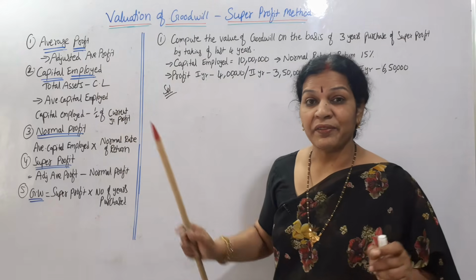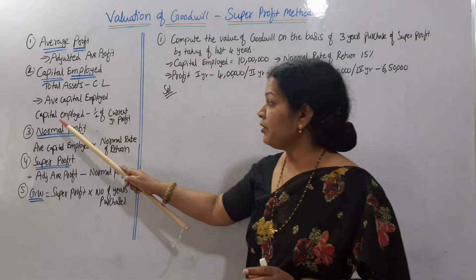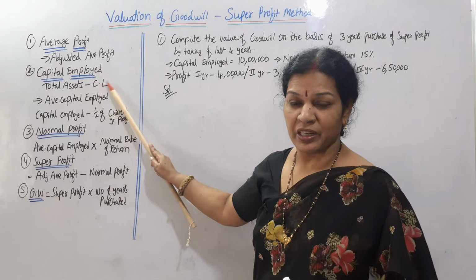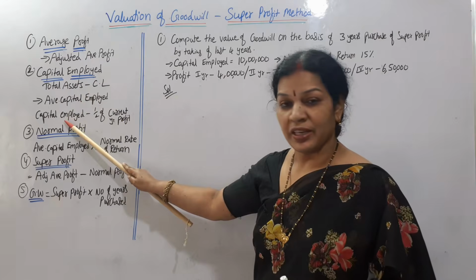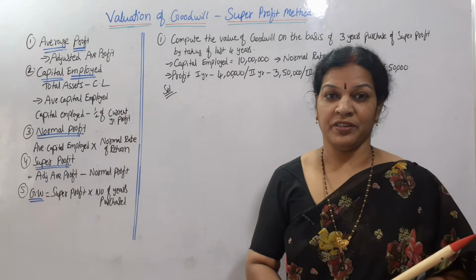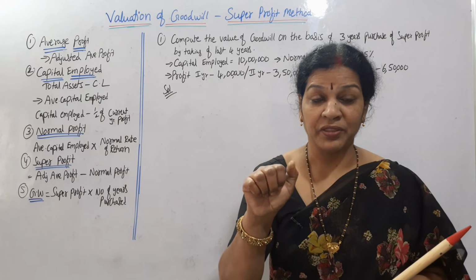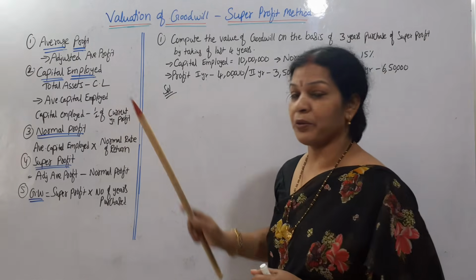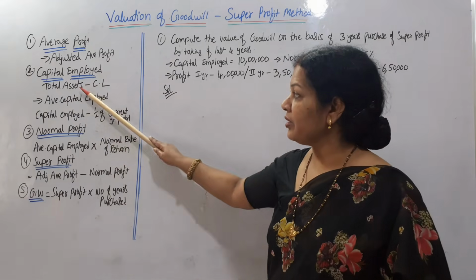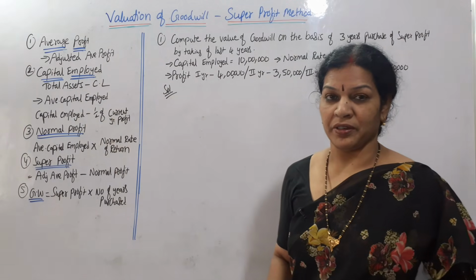Then after that, we also have to calculate average capital employed. How do you get average capital employed? The capital employed, the same amount you got, total assets minus current liabilities, that is capital employed minus half of the current year profit. Say 5 years' profits are given. Current year means the last fifth year's profit, half of which we are going to deduct. So that we get the average capital employed. These are the 2 steps you have to remember: capital employed, average capital employed.